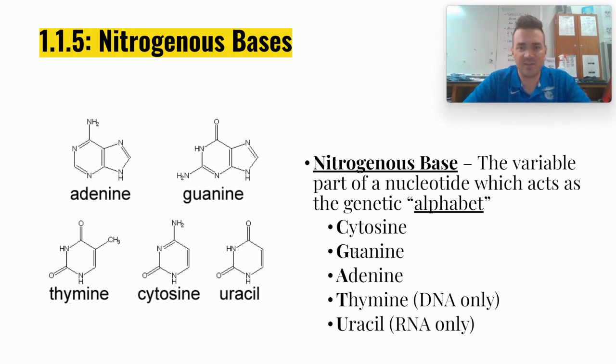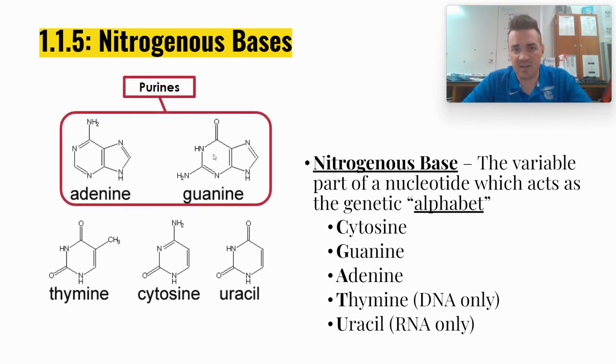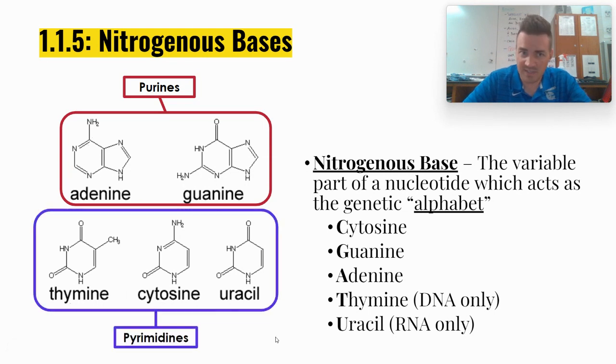Those are cytosine, guanine, adenine, and thymine. These 4. But then there's also another one, and that's uracil, which is only used in RNA. And we use the letters G, C, A, T, and U to represent these different nitrogenous bases, the part that can be different between the different nucleotides. One thing you want to know is that these top ones, the larger ones, are called purines. These are called the purine bases, and the smaller ones are called pyrimidines.